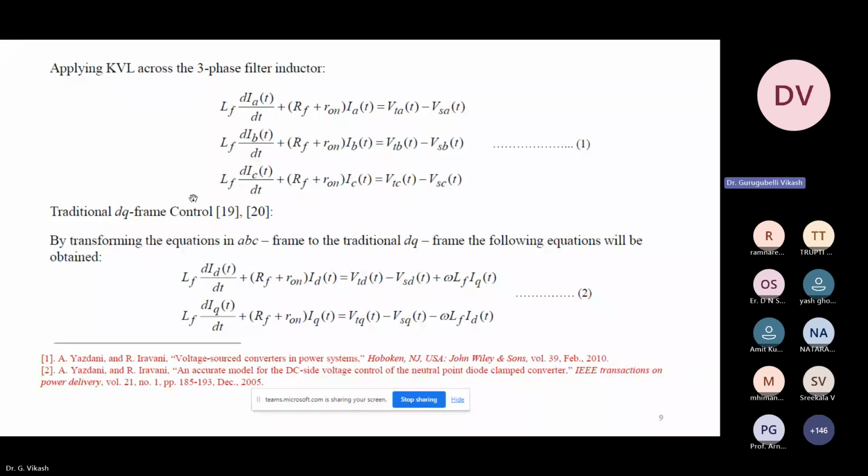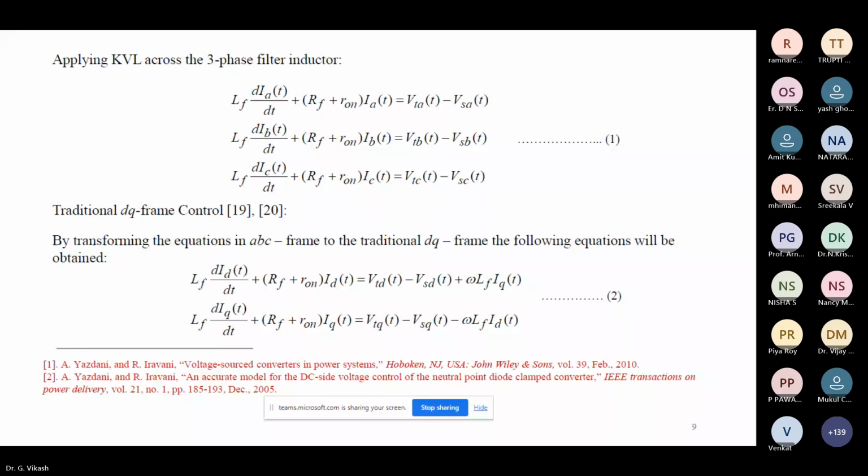before that, why are we converting this ABC to DQ? In case of ABC, these signals are IA, IB, IC. If you measure IA, IB, IC using current sensors, these are all AC in nature. The PI controllers that we use in the inner control loops and the outer voltage control loop are unable to track AC sinusoidal signals. If the signal is DC, the PI controllers operate very nicely compared to AC signals. In case of AC signals, the PI controller tracking is not good compared to DC. That's why we are transforming the three-phase signals into the traditional DQ frame.